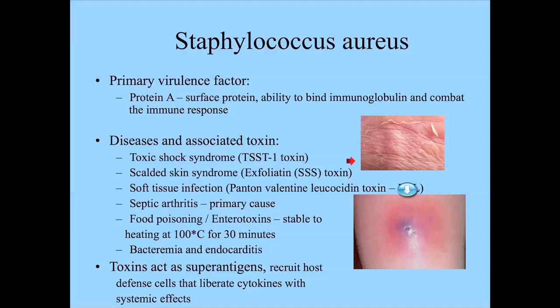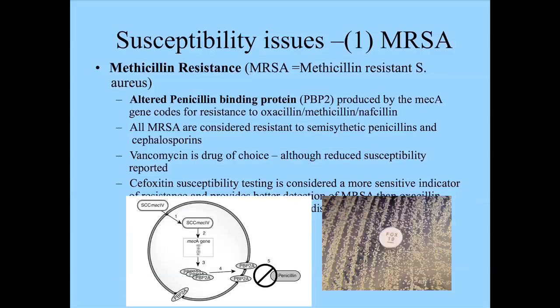All of these toxins act as superantigens. They recruit host defense cells, and they liberate cytokines with systemic effects. On the next slide, we talk about the primary resistance issue of Staph aureus, and that's methicillin-resistant Staph aureus, or more commonly, we just call it MRSA.